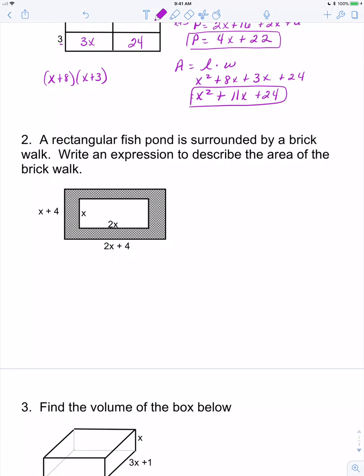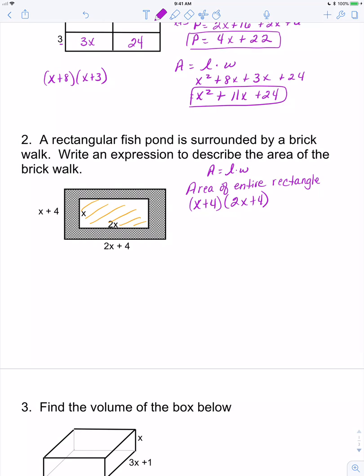All right, so a rectangular fish pond is surrounded by a brick walk. Write an expression to describe the area of the brick walk. Well, we know area is length times width. But we have this area inside here that is not part of the walk. So we're going to have to subtract out that part. So the area of the whole rectangle is the x plus 4 times 2x plus 4.